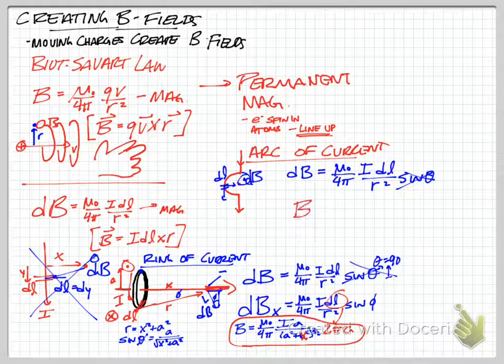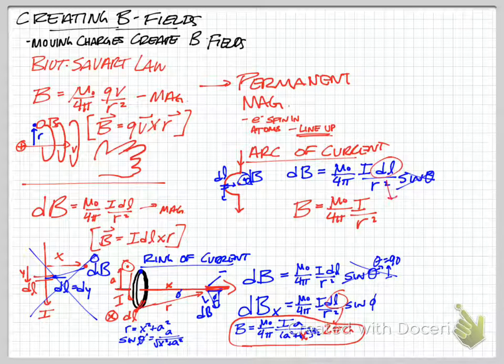That tells me that B, the integral of dB, is equal to mu 0 over 4 pi, those things are constants, times I, that's constant for the entire thing, divided by r squared, that's constant for the entire thing, and then we just have to deal with dl. In this case we have a semicircle, so dl is just pi r. The joys of algebra where things cross out. Pi's go away, one of my r's goes away. The magnetic field at the center there is mu 0 I over 4 r.